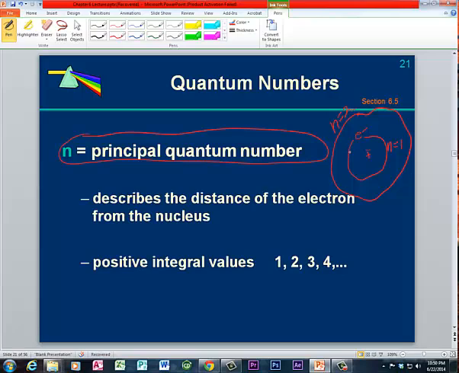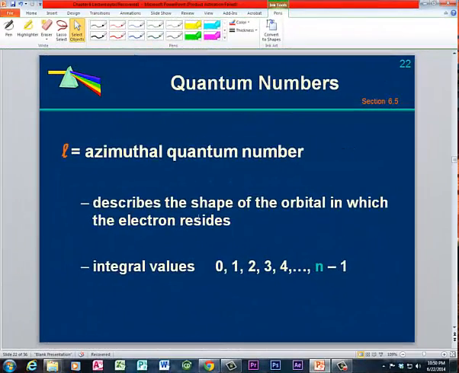So the rules for the n principal quantum number are that they can have positive integral values of 1, 2, 3, 4, 5, 6, and 7. 7's all we'll need for our periodic table, but they could literally go out to infinity. So you need to remember the rule for the principal quantum number, and that is n. The principal quantum number can have values of 1, 2, 3, and 4. And we go on to l, the azimuthal quantum number.